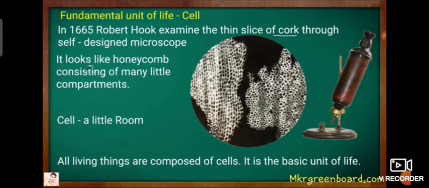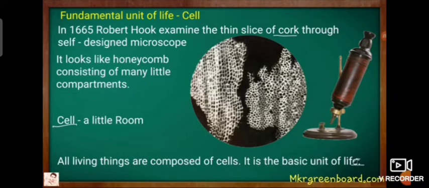In 1665, Robert Hooke examined a thin slice of cork through a self-designed microscope. Now the question is, what is a microscope? An instrument which is used to see or to study things which are very small in size, which we cannot see with our naked eyes. So a microscope is the kind of instrument used to see those microscopic things.